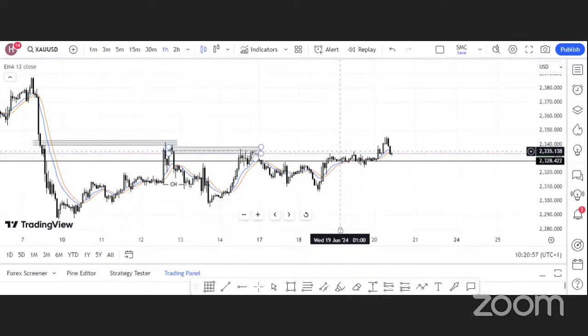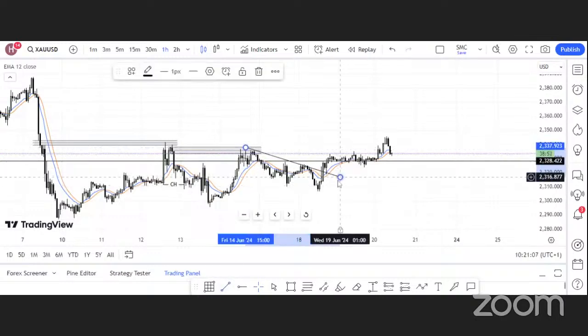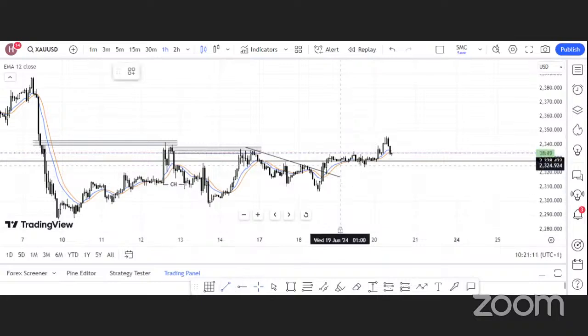So you see, we have a break here. We have a minor break. These are internal structures. But internal, external, they all give their own information. So if I draw a trend line here right now, you'd see that the market broke out of the trend line around this level, retested the trend line, and then started to move up.